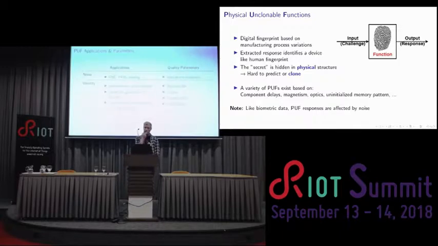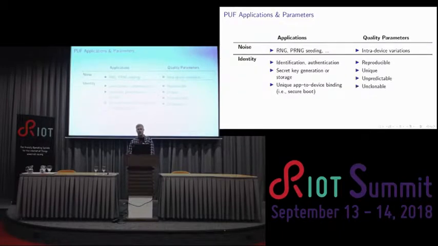To summarize, a PUF response consists of two major components. The one is the noise, which can be extracted and used for random number generation or seed generation to seed pseudo-random number generators. This component qualifies by the presence of noise, which we will call intra-device variations in the following, which basically means the PUF responses vary each time we challenge a device with this input.